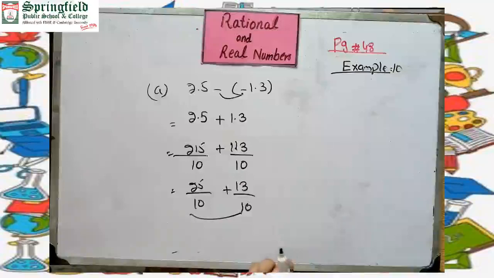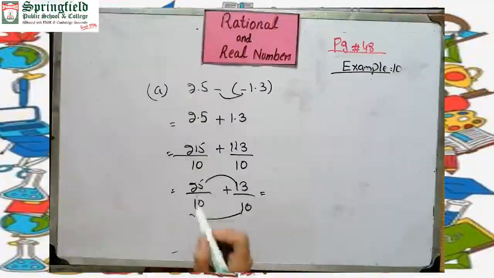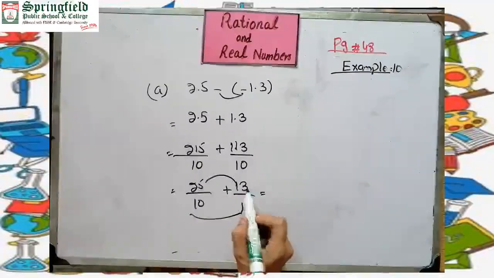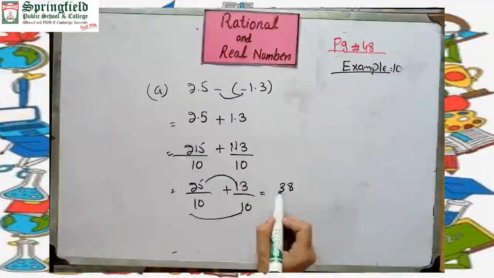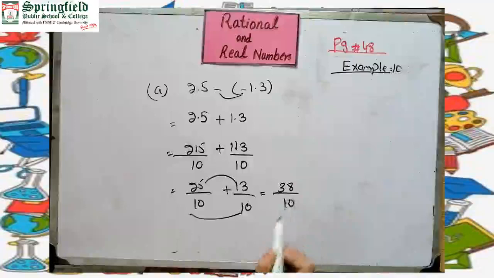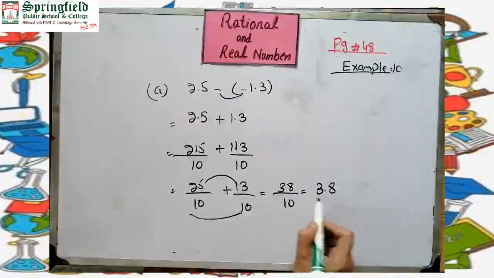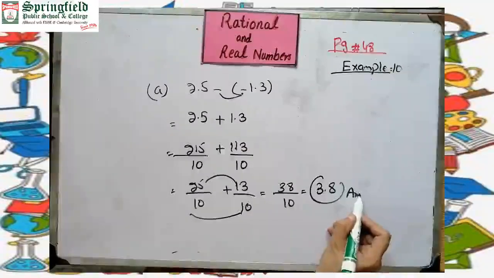Here the denominators are the same, so directly the numerators will add. So what will be the answer? 25 plus 13 is 38, divided by 10. And we know the division rule. By the division rule, the final answer is 3.8.